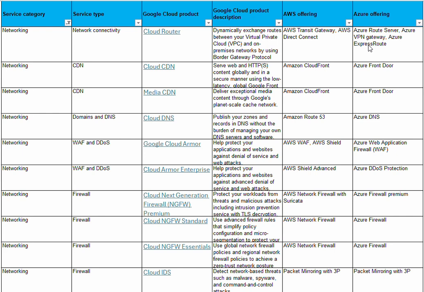VPN is normal VPN. It transacts the data packets over the internet. There is no physical connectivity required. It continues to send and receive the data over the internet, so the on-premises and the cloud are connected over the internet with an encrypted channel. That's called a VPN connectivity.